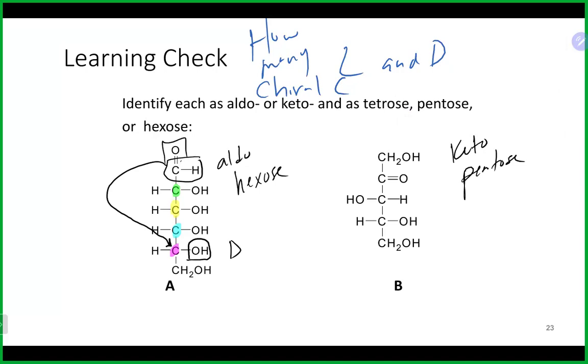Any questions on that one there? One on the right has how many chiral carbons? It does have 2. This would be 1, and this would be 1. And in this case, this would also be D, as that is the last OH on the last chiral carbon, furthest from the carbon-oxygen double bond. Any questions on any of those there?